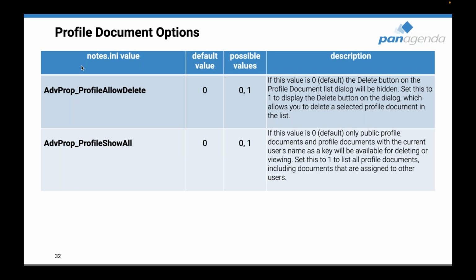You can also set profile show all to 1. By default, it only shows you profile documents that either belong to you or that don't belong to anyone, essentially, because there's like a key value for a profile document that can be a username. If you have show all, then it'll show you the profile documents for all users in the database that you are allowed to see.